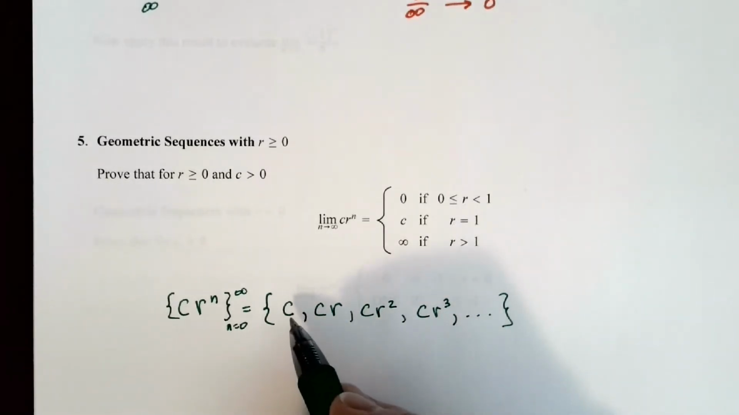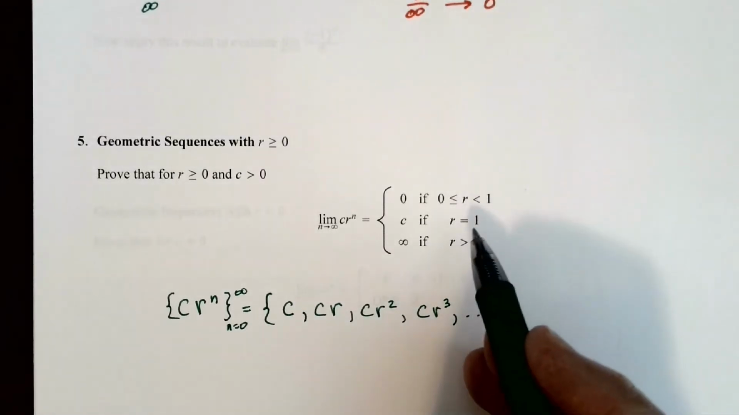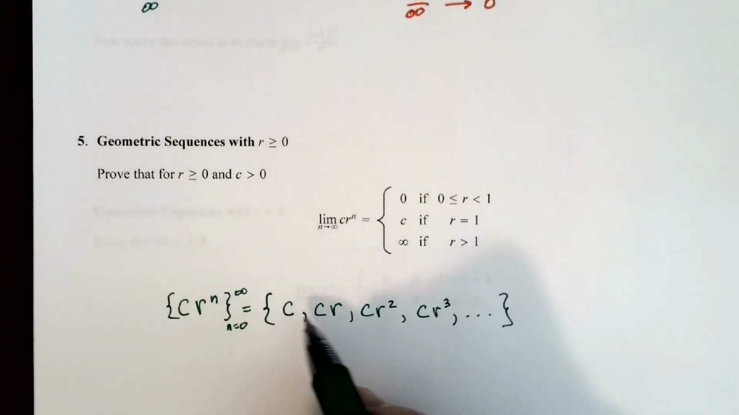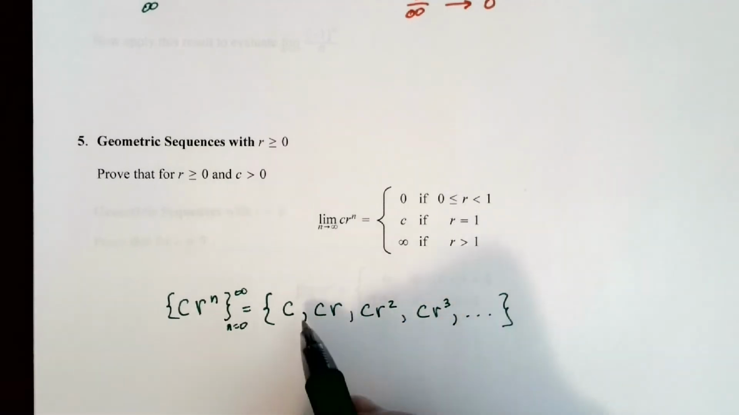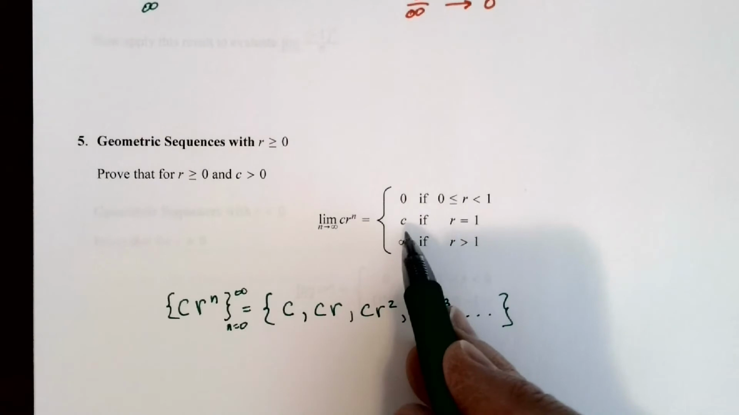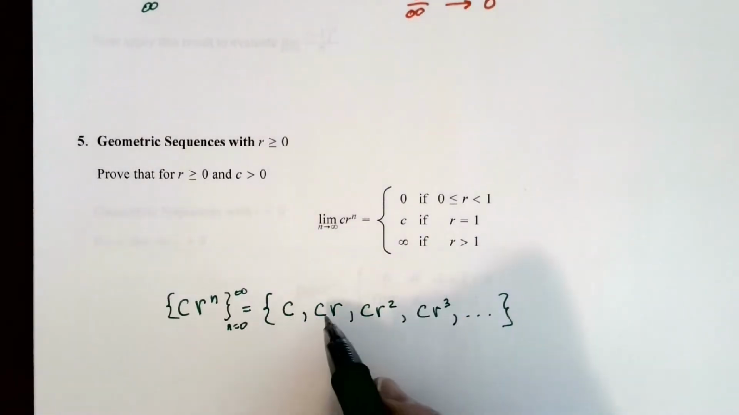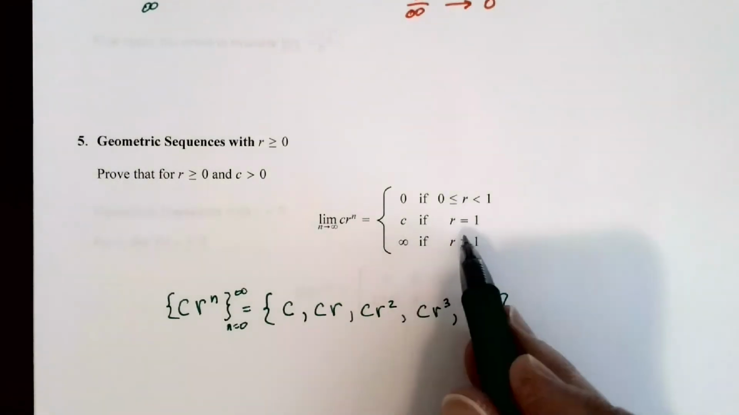But let's look at the case where r equals 1 right here in the middle. If r is 1, all of these are c: c, c, c, c, c, c, c, c, c. And therefore, the limit is equal to c. So that's pretty easy to see. So c, c, c, c, c, the limit is going to be c if r is 1.